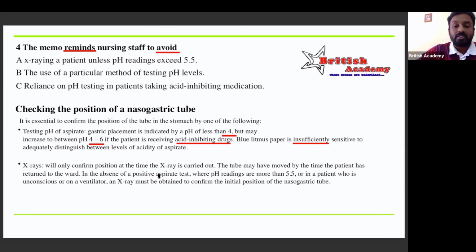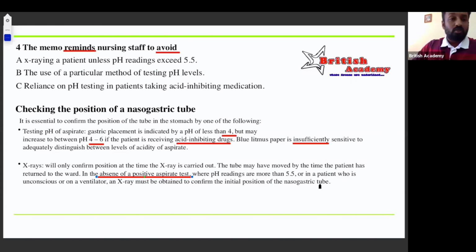Now, in the absence of a positive aspirate test where pH readings are more than 5.5, or in a patient who is unconscious or on a ventilator, an X-ray must be obtained to confirm the initial position of the nasogastric tube. For example, he came to the ward later, we saw that the readings are more than 5.5 and we felt this is not appropriate, the patient is unconscious or on a ventilator, we will have to again take an X-ray to confirm the initial position of the nasogastric tube.